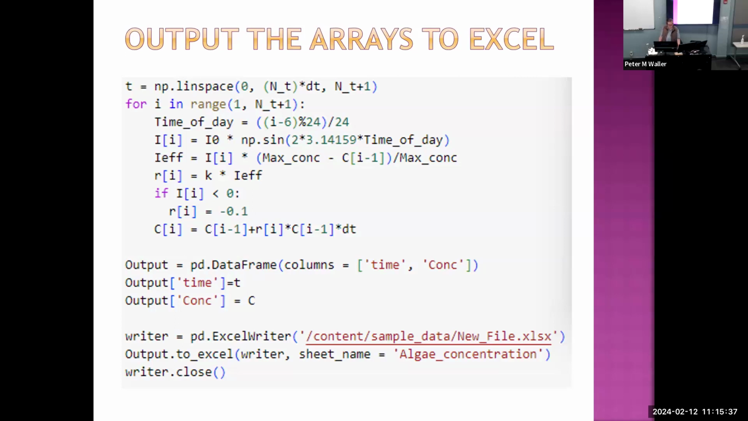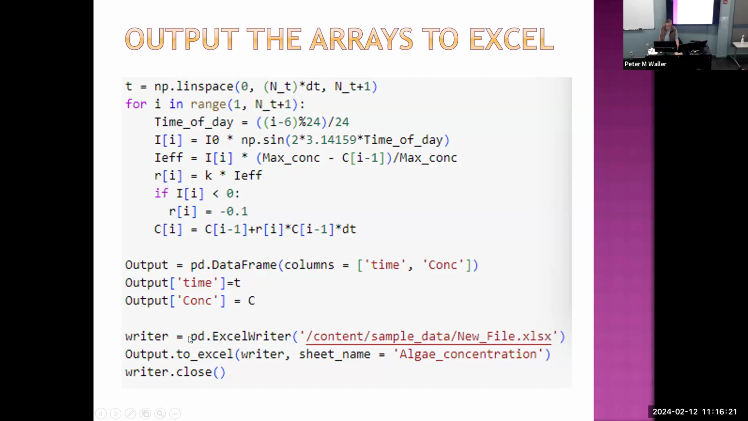So this is how you output the data. You make a pandas data frame, define some columns, and then you say that those field names, which are the column names, are equal to t, which was your time vector in NumPy, and your concentration vector. So you first define the pandas data frame, then you add in the values. And then pandas has an Excel writer function where in this case I'm outputting it to my sample data file in Colab, and I'm making a new file called new file.